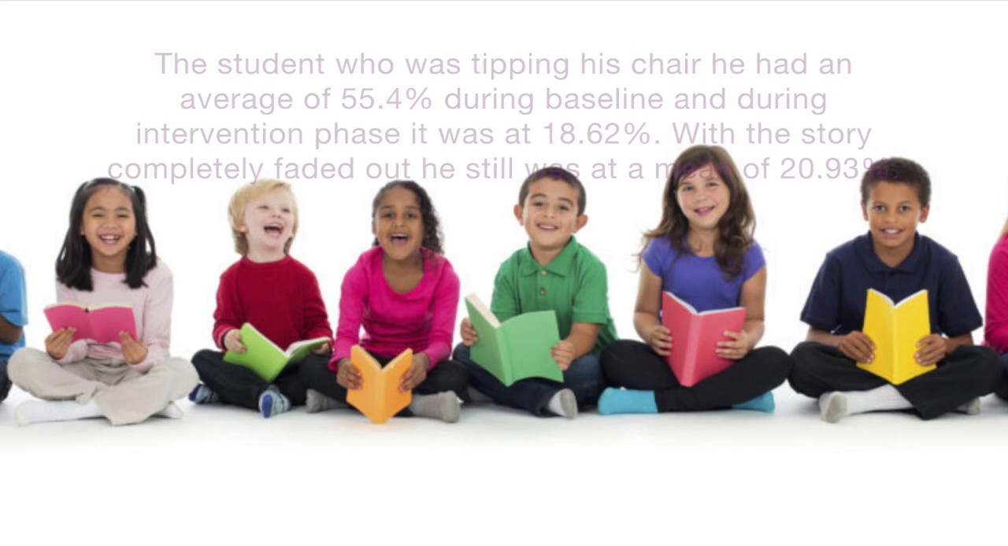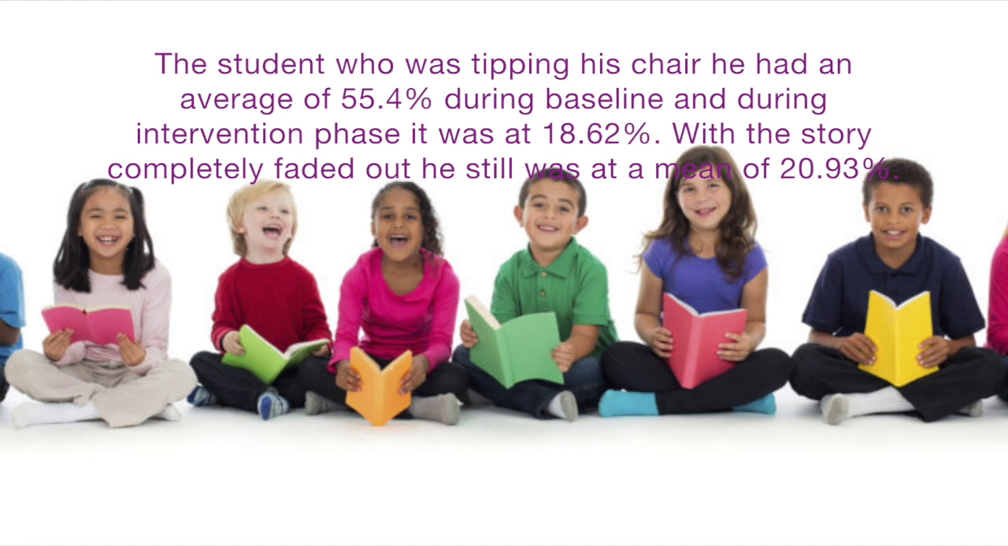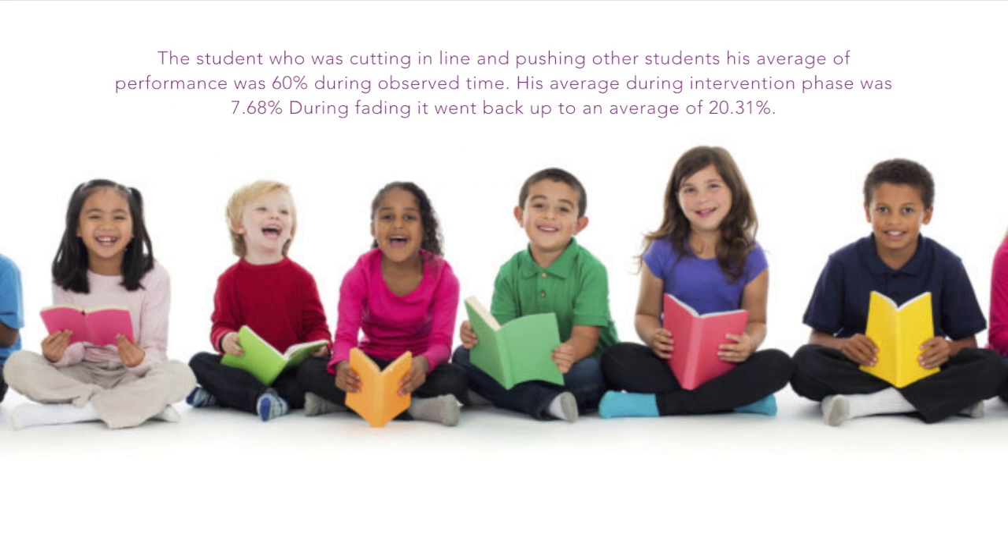For the student who was tipping his chair, he had an average of 55.4% during baseline, and during the intervention phase, it was at 18.62%. With the story completely faded out, he was still at an average of only 20.93% of the time.